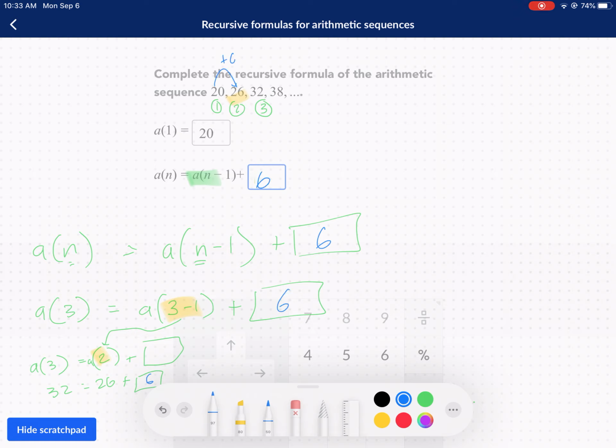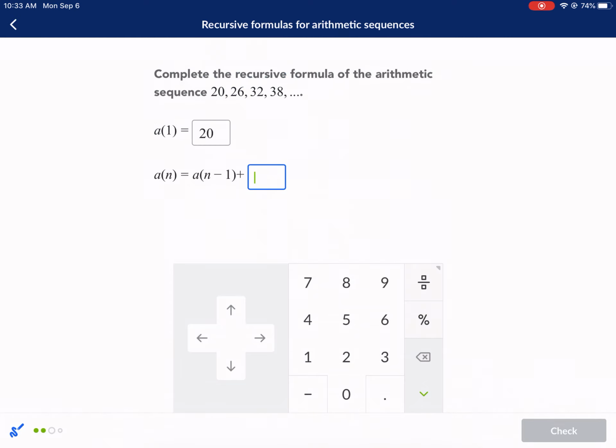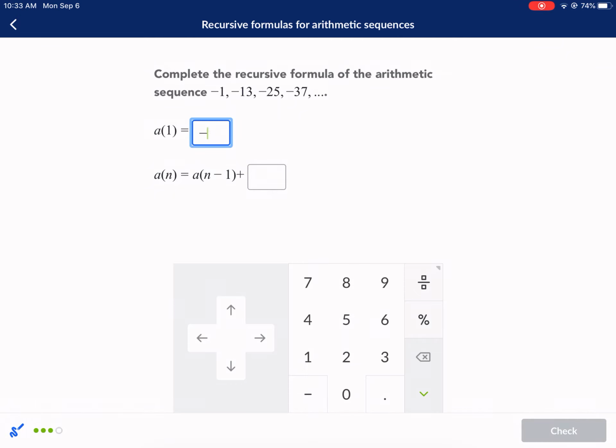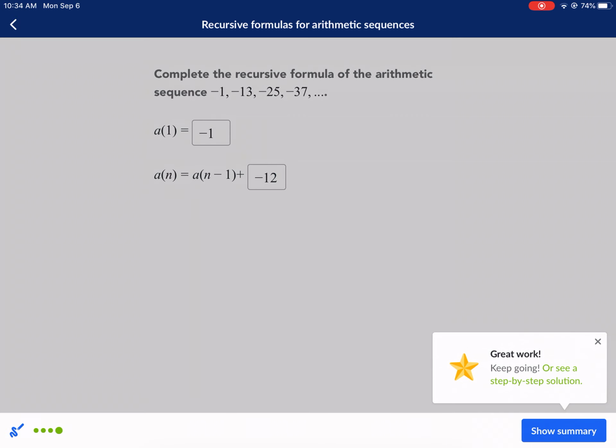I go plus 6 from the previous term to get the next term, and that's how it works. That's a way to understand what that n minus 1 means. It's just talking about the previous term to whatever one you're talking about. Okay, so now that we got that, we know this is going to be -1. That's the first term. And we look here, and we are subtracting 12 each time, not 2, 12. And boom, we got it.